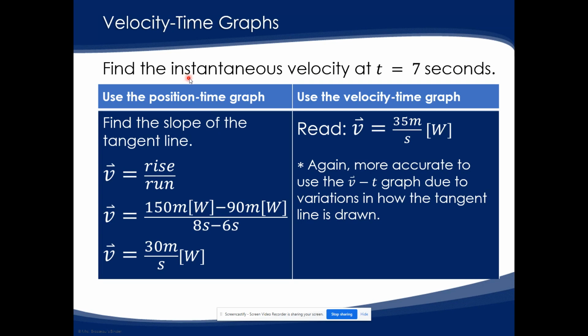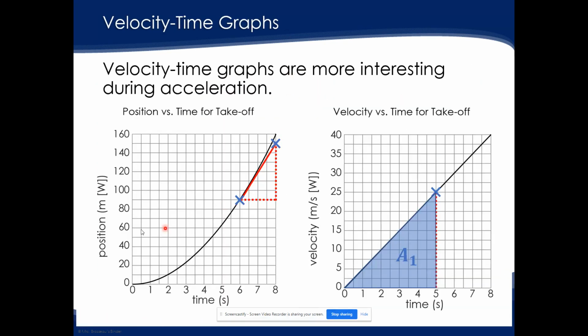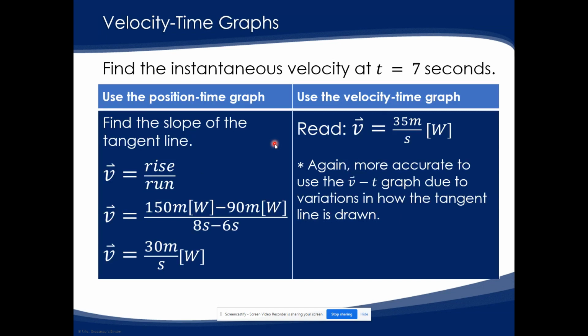So we're going to now find the instantaneous velocity at 7 seconds. To find the instantaneous velocity at 7 seconds on a position time graph, we have to go over to 7 up here and draw a tangent line to that one point, and we intersect at 6 seconds and 90 meters, and also 8 seconds and 150 meters. So then we calculate the slope of that line with our rise over run, and we get that our velocity is 30 meters per second west.